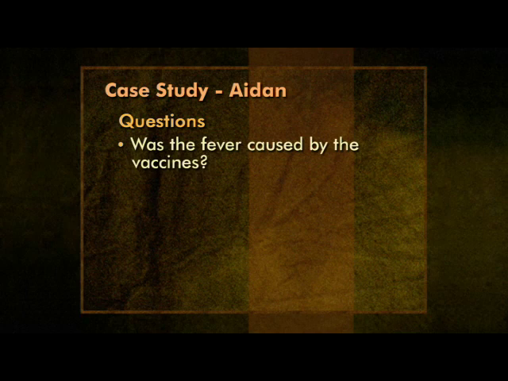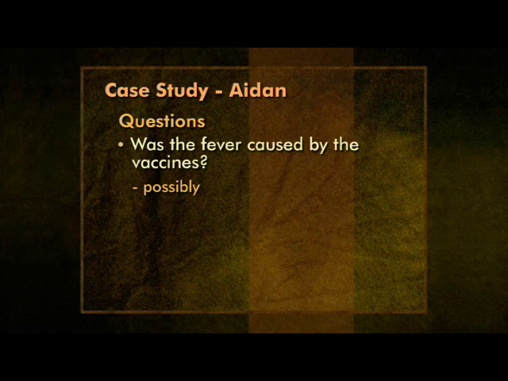The Aiden case study is a situation we hear about often. A person receives a vaccine, then a medical event occurs. The provider is uncertain about whether the vaccine caused the adverse reaction and what should be done about it. Here is the first question about Aiden. Aiden had a fever about 9 days after he received multiple vaccines. Was the fever caused by the vaccines?